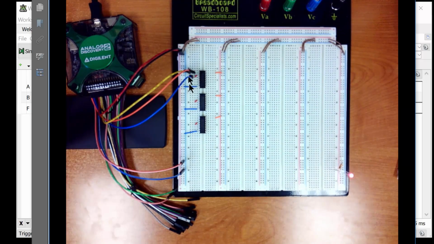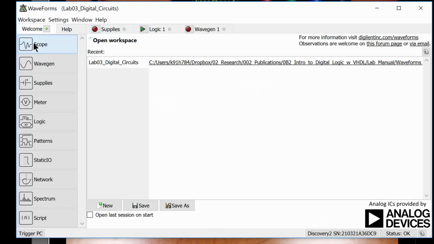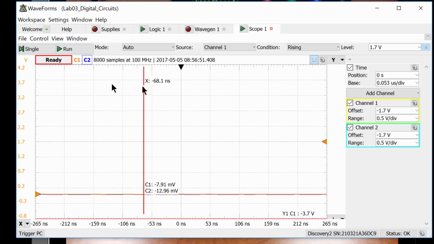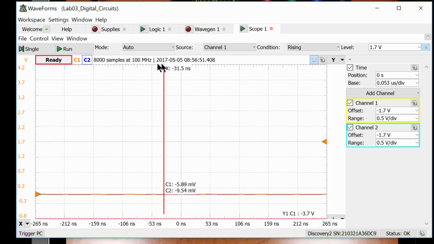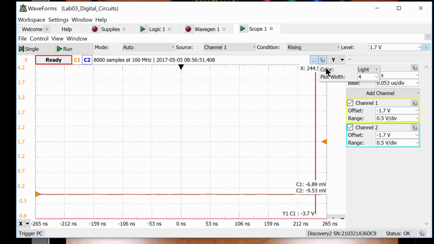Okay, so now let's go back into WaveForms, and I want to bring up the oscilloscope tool. So I'm going to go back to Welcome and hit Scope, and that's going to launch the oscilloscope tool. When that comes up, there's a couple things we want to do. First, let's set up the trigger, and then we'll just hit run and see what comes on the screen. My background's white right here. Just remember, if you ever want to change the background, you just hit this little gear button, and you can change it to light, and then you can thicken up your plot widths.